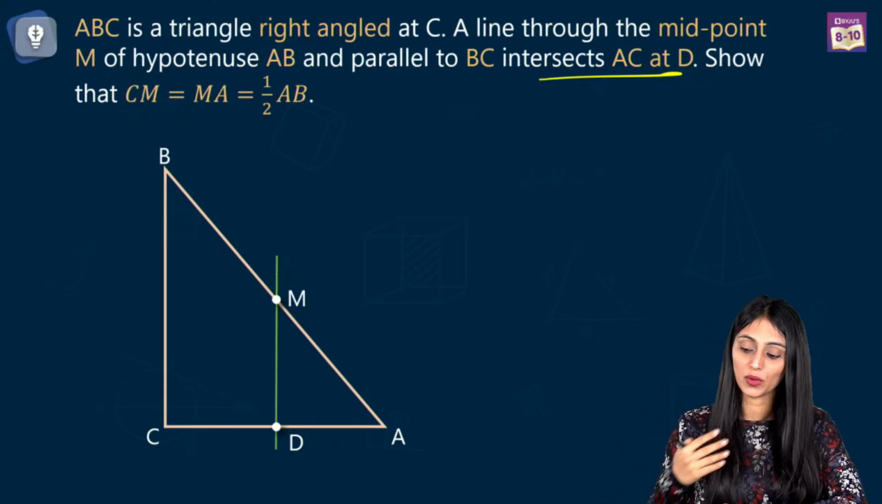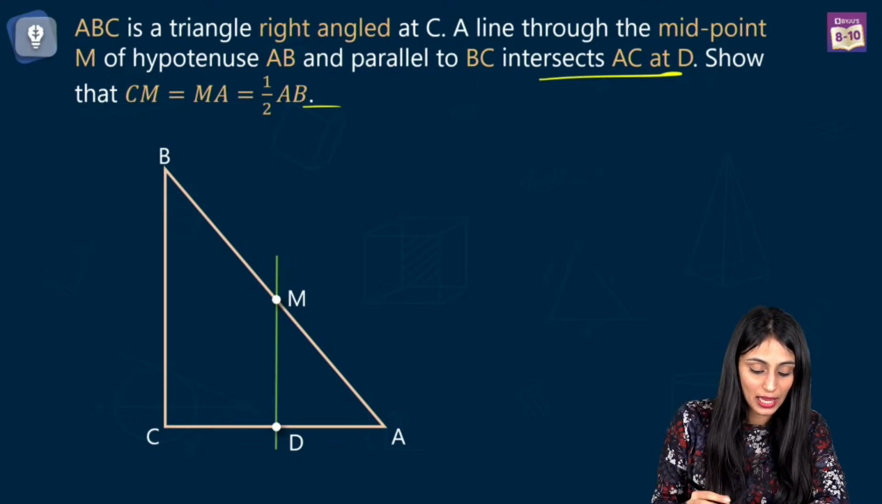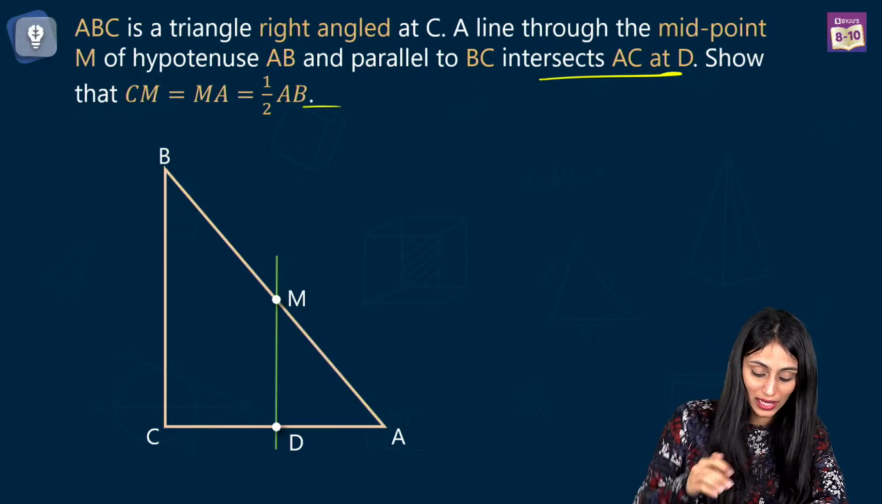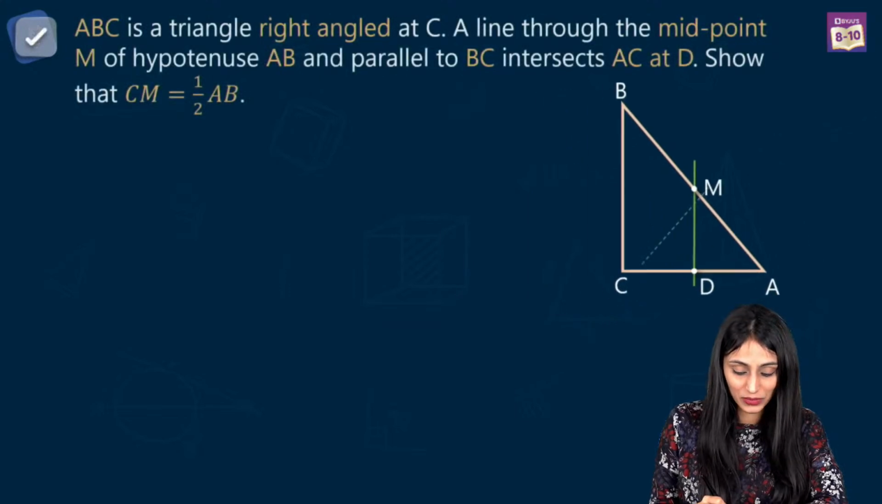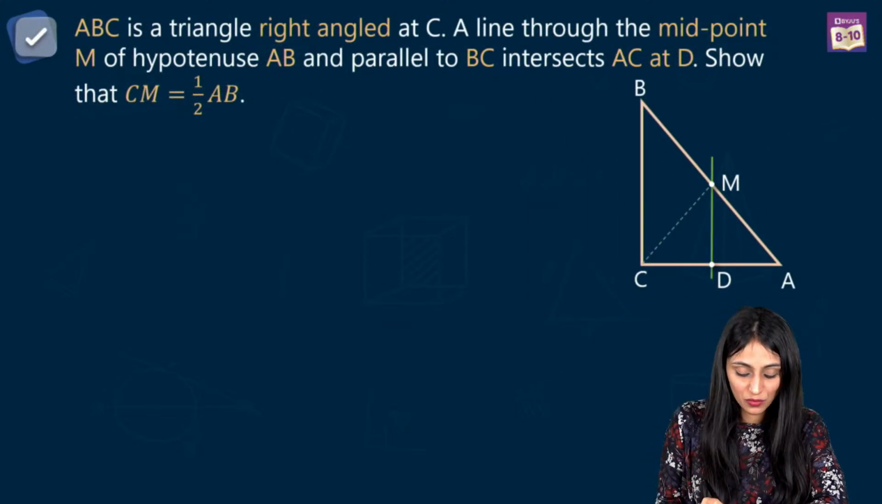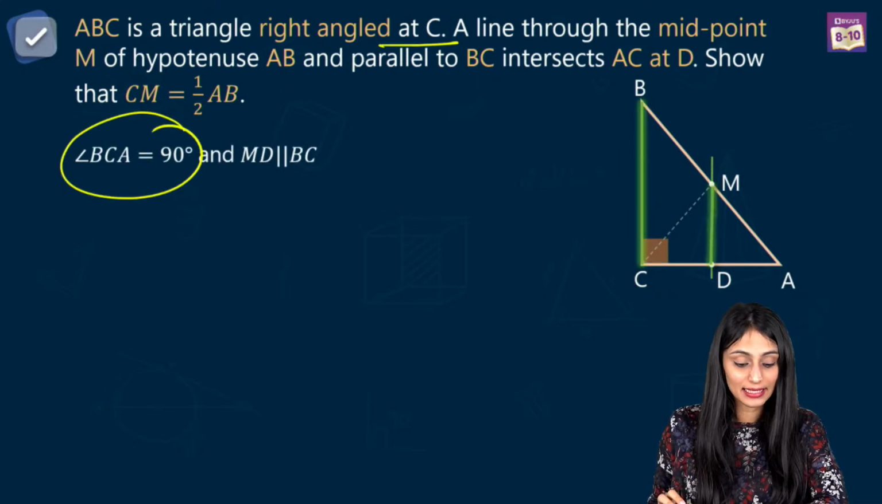Okay. Now we need to show that CM is equal to MA is equal to half AB. MA is here, AB is here. Where is CM? Now to show that, first let's join CM. So we have joined CM now. What is the given information we have? We have that angle BCA is 90 degrees, because the question says it is right angled at C.